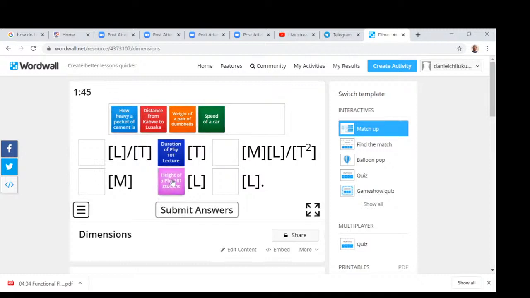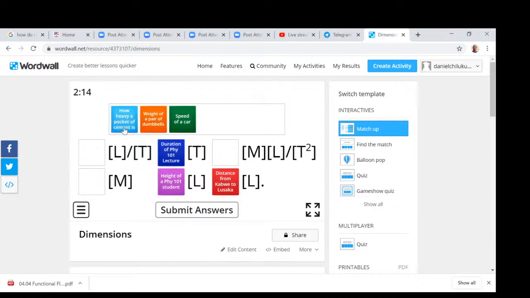I'm just going to drag and drop it here. And then which other one could have a length? If you talk about the distance from Kabwe to Lusaka, since it is a distance, it has the dimensions of length, so I'm going to drag it here. Now you see that these other ones have got combinations. They are not basic quantities. They are actually derived quantities, so even their dimensions will be in derived terms.